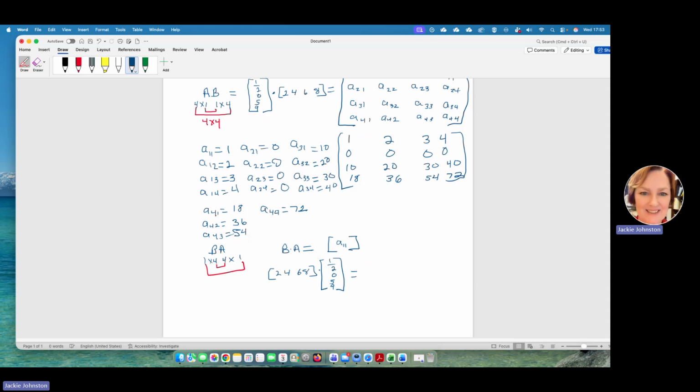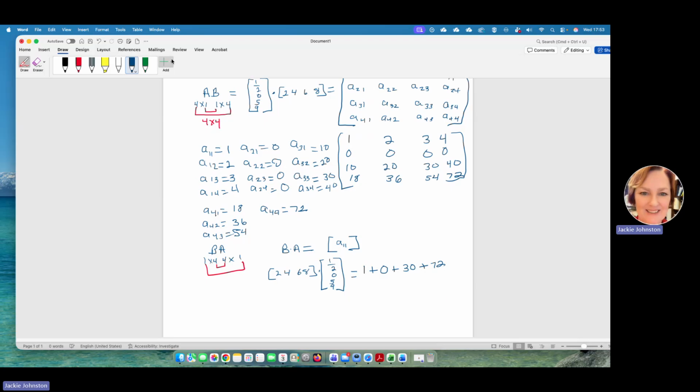Okay, so we'll multiply these. So row 1 by column 1. Now this is where it gets a little tricky, but the same principle. I'm going to do row 1 times column 1, except I have more than one number here. So row 1 times column 1, that's going to be 2 times 1/2, which is 1, plus 4 times 0, which is 0, plus 6 times 5, which is 30, plus 8 times 9, which is 72.